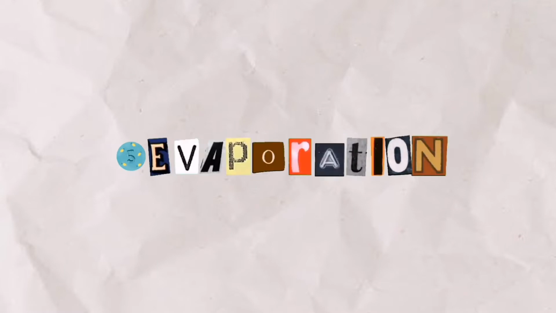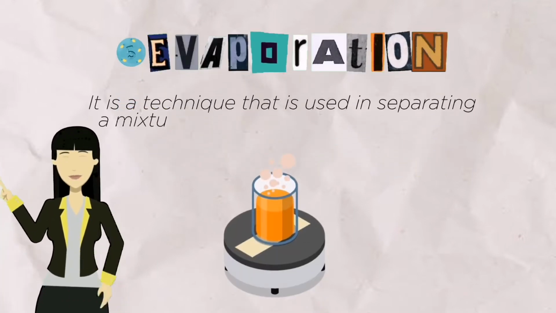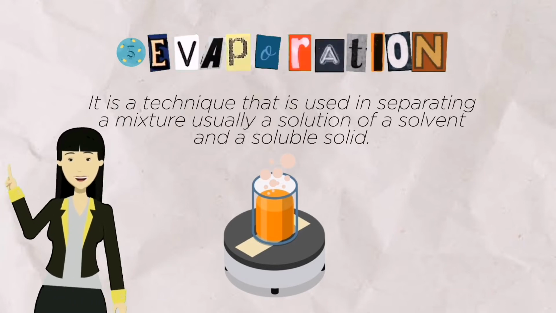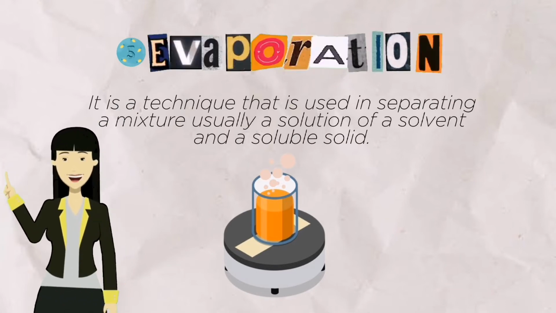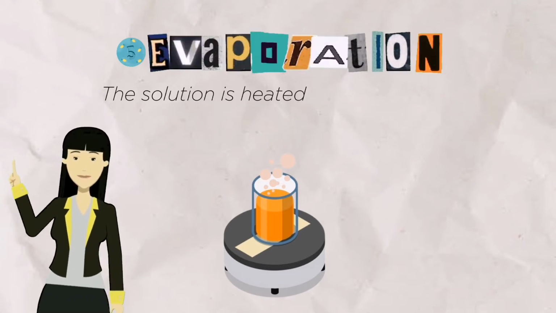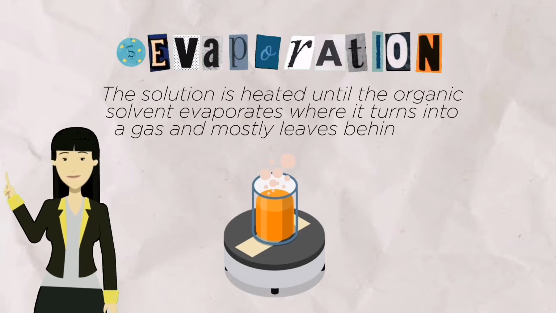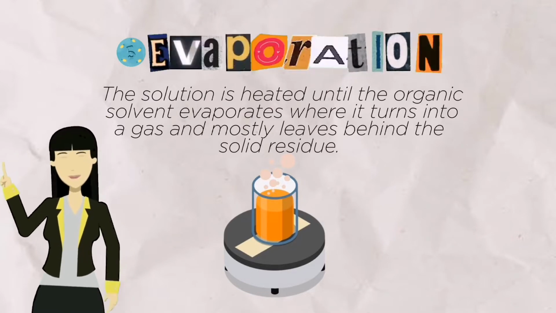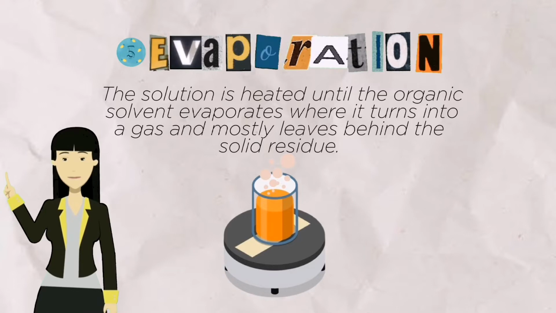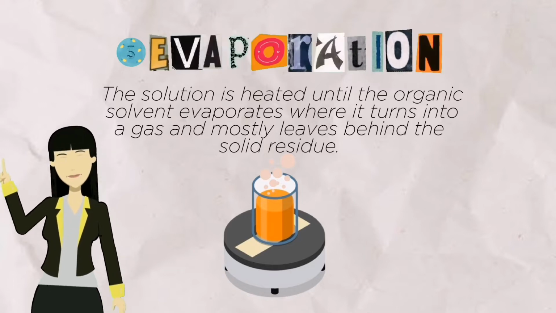Evaporation. Evaporation is a technique that is used in separating a mixture, usually a solution of a solvent and a soluble solid. In this method, the solution is heated until the solvent evaporates, where it turns into a gas and mostly leaves behind the solid residue.